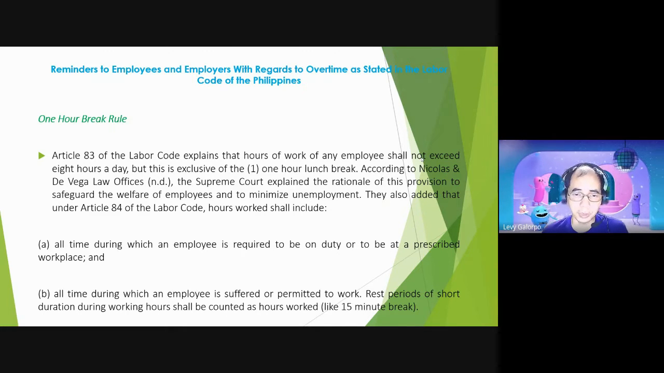All time during which an employee is suffered or permitted to work, and rest periods of short duration during working hours, shall be counted as hours worked, like a 15-minute break. Yung 15-minute break, considered yun as itinrabaho mo. Bayad yun. So, unlike yung lunch break, hindi siya bayad.